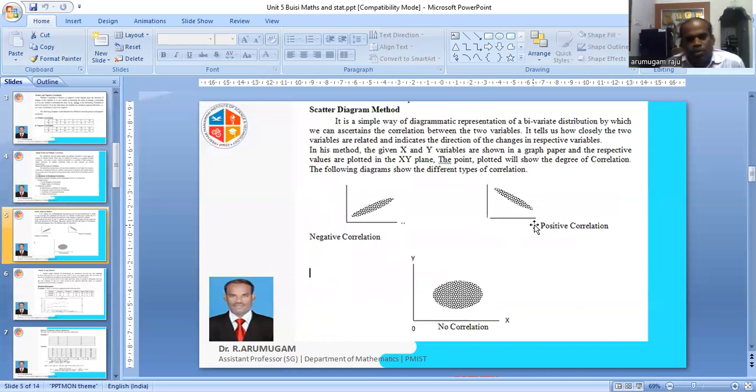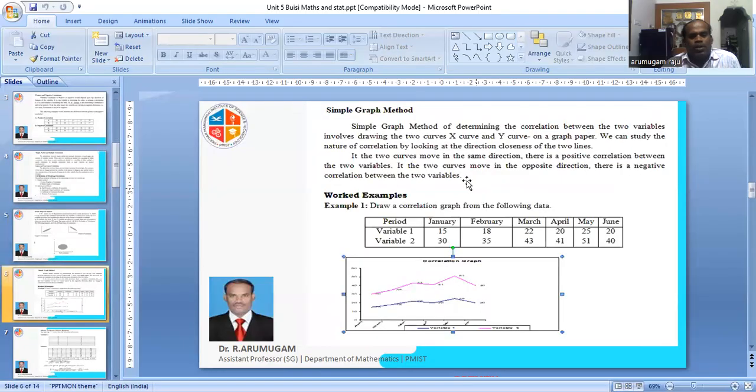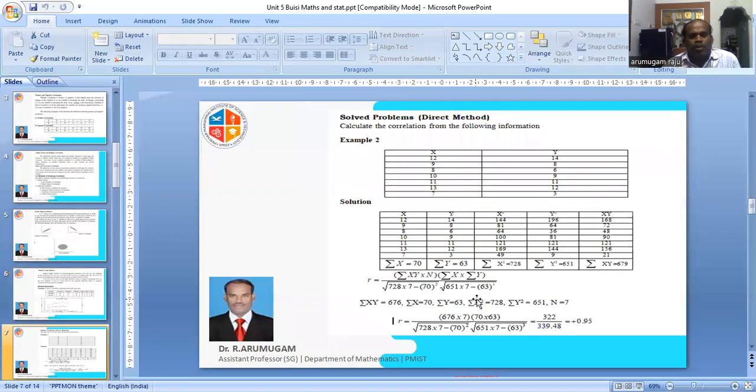This is a scatter diagram to represent positive correlation, negative correlation, and no correlation. No correlation means there is no relationship between x and y, right? Here we have to represent the data in the form of dotted values. The scatter diagram is also known as the dot diagram. The next one is the simple graph. They will give some raw data, and based on the data you have to draw the graph. With this, you represent the relationship between the two variables. That is the simple graph method.